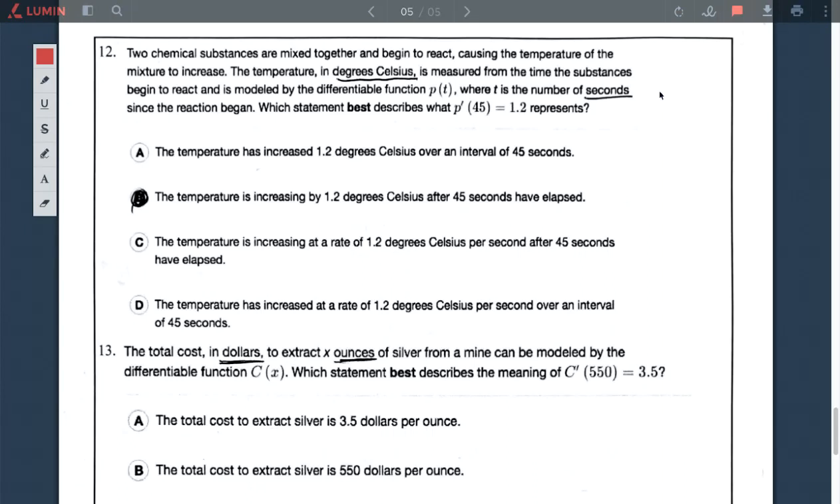And it looks like I chose the wrong answer. The answer should be D, because here's my degrees Celsius per second. I don't know why I chose that one. I think I probably just saw increasing and stopped reading. So it should be D. Temperature has increased at a rate of 1.2 degrees Celsius per second over an interval of 45 seconds. Nope, that's not right either. It's going to be C. 1.2 degrees Celsius per second after 45 seconds. Keyword is after. So since it's instantaneous rate of change, it's after. Over an interval means we're dealing with AROC. So my answer here is C. Sorry I screwed that up.